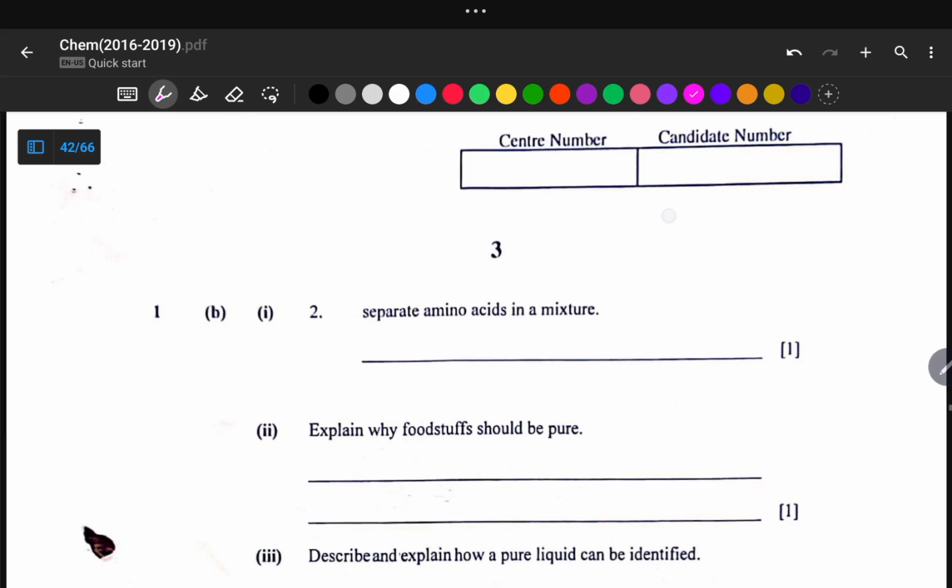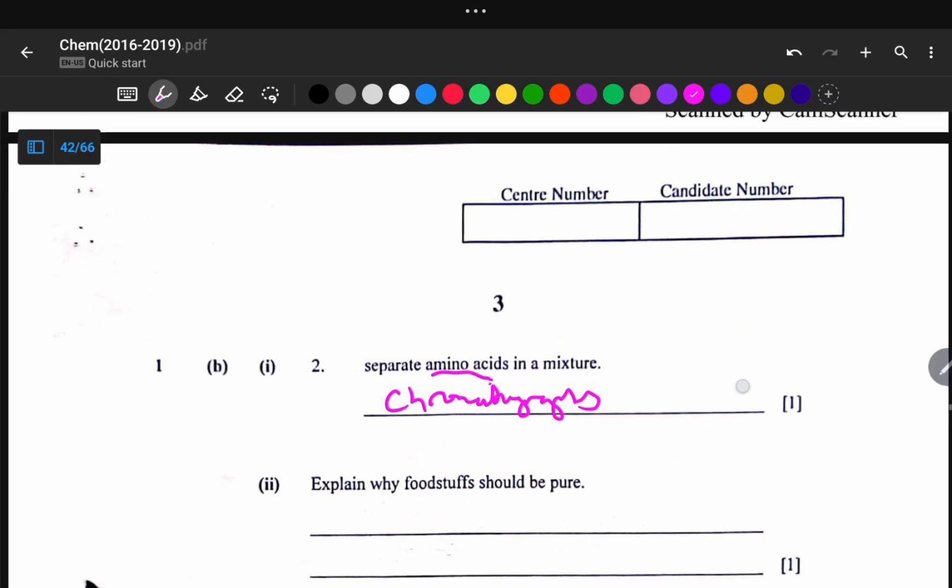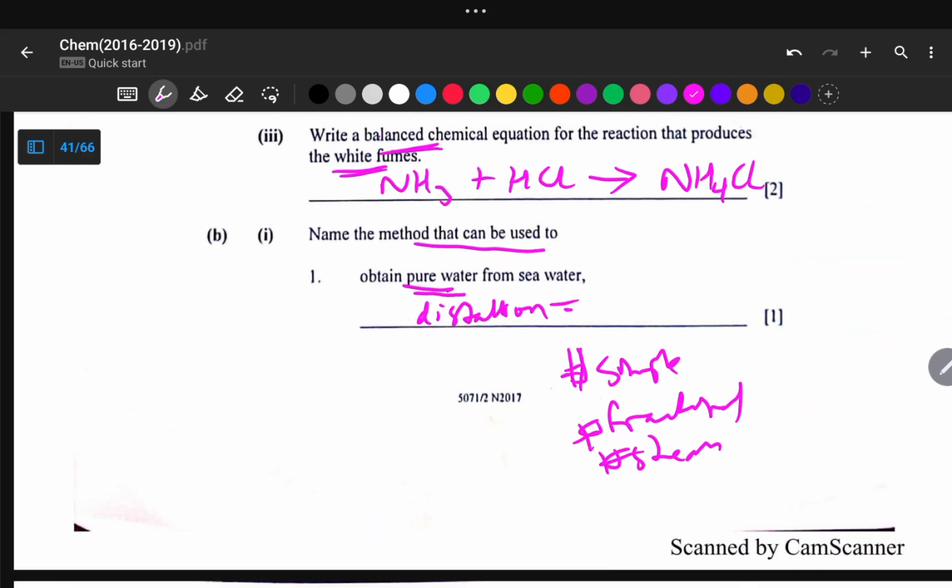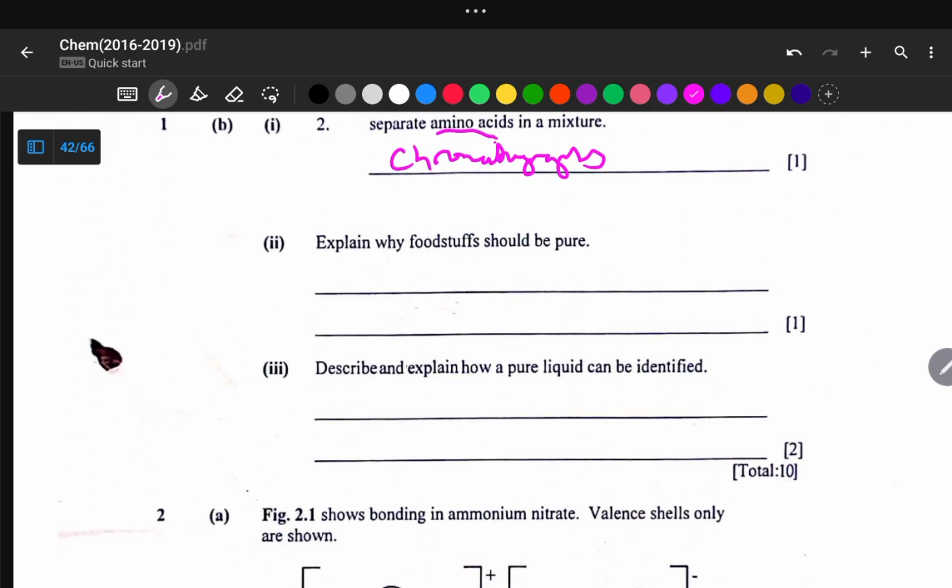And then we have number 1b, which says to separate amino acids in the mixture. So we are going to use chromatography. In chromatography, you are separating based on their solubilities in a medium, right? And for distillation, we are separating using their difference in boiling point, right? So explain why foodstuffs should be pure. Foodstuffs should be pure to avoid contamination by harmful substances which can result in infectious diseases, right? So this is to prevent infectious diseases, right?